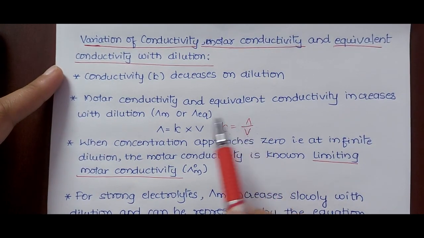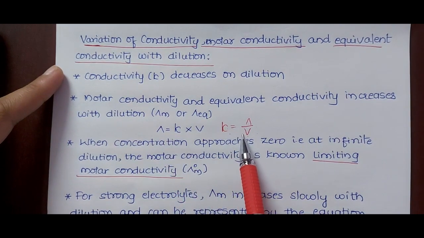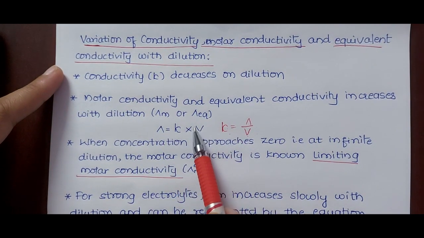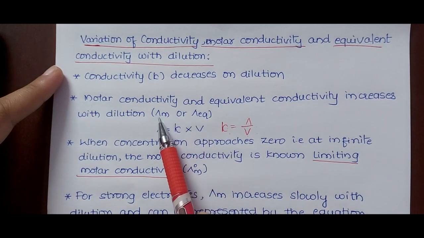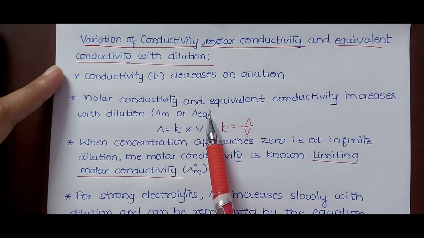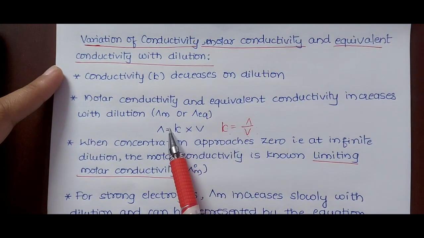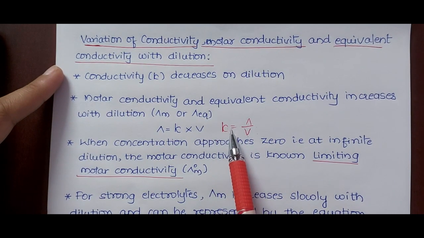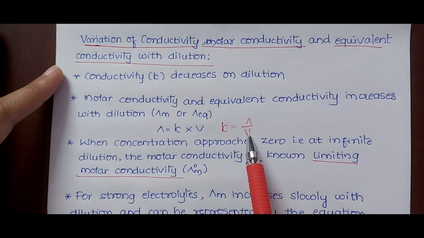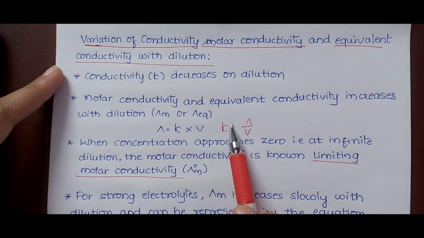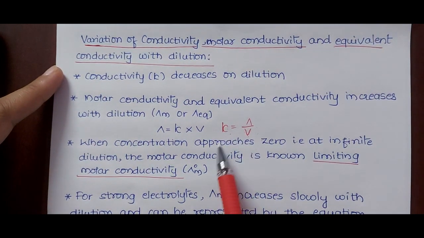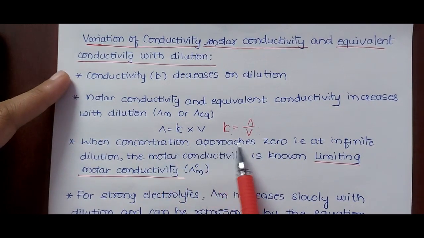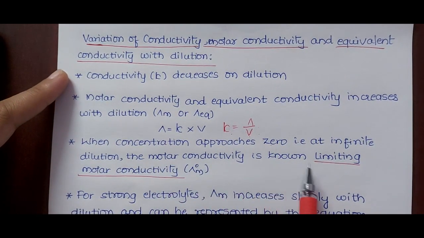And why does it happen, why do the molar conductivities increase and conductivity decrease? Here we see that with the increase in volume, the area carrying 1 mole of electrolyte or 1 gram equivalent of the electrolyte increases. Hence, the molar and equivalent conductivities are increasing. But if you consider the number of ions per unit area, they decrease on dilution, and hence conductivity also decreases. On dilution, when the concentration approaches 0, the molar conductivity is known as limiting molar conductivity, represented as lambda m naught.